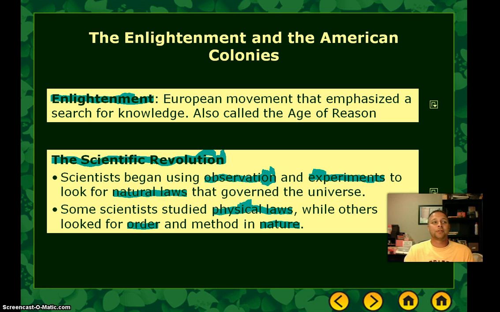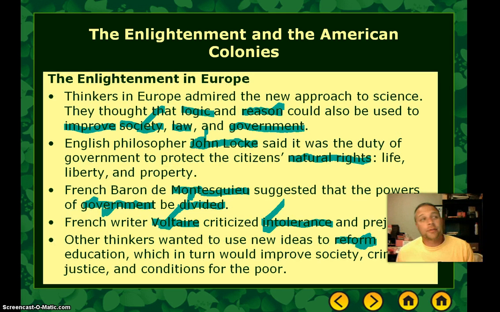So many of these scientists used those natural laws and tried to apply them to society as well, and find order throughout the world, not just in the natural world, but also in the political and economic and the spiritual. So, Enlightenment thinkers in Europe believed that logic and reason could be used to improve society, whether it be through law, government, or religion. That the order of logic and reason could be applied to society as a whole.